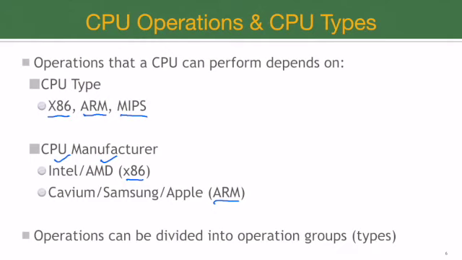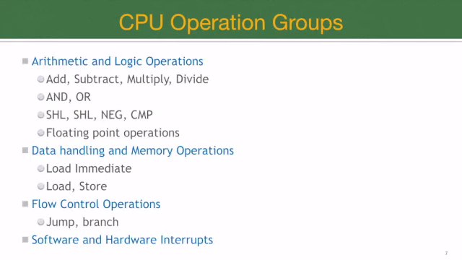Irrespective of the type and the manufacturer, the operations can be divided into some larger groups. So let's have a look at the operation groups. We can divide the operations or instructions into four groups. The first group is arithmetic and logic operations. This contains the operations of add, subtract, multiply, divide. The logical operations of AND, OR, or maybe exclusive OR.